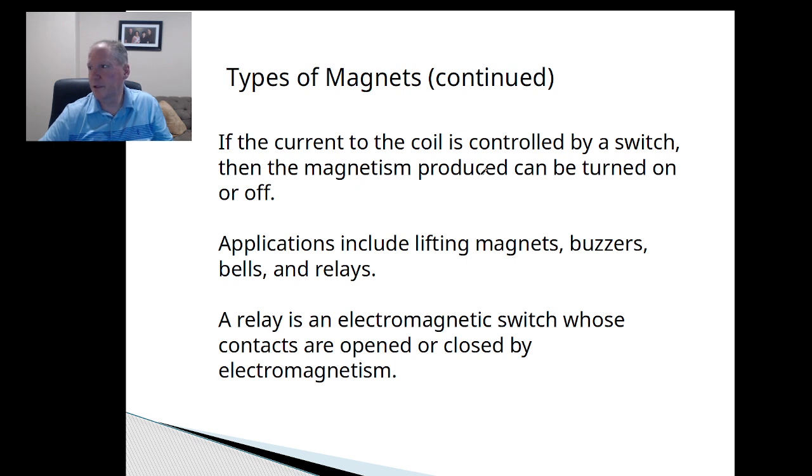So if the current to the coil is controlled by a switch, then the magnetism produced can be turned on and off. And a common application for this is lifting magnets, buzzers, bells, and relays. So a relay is just a device that will temporarily open and close.